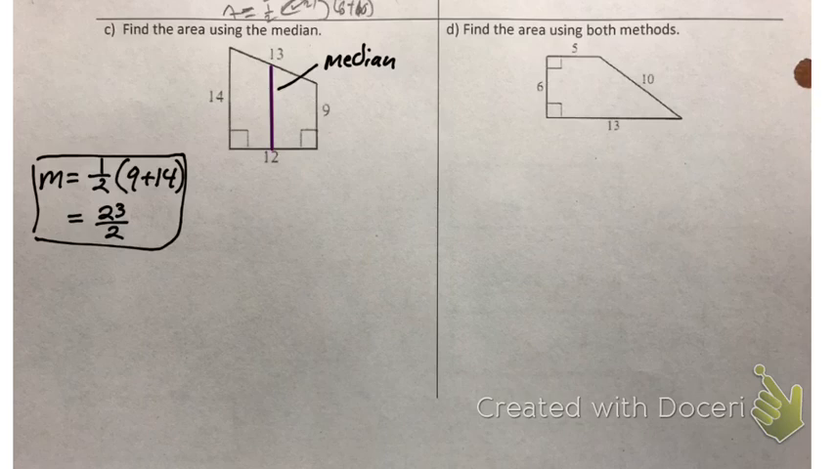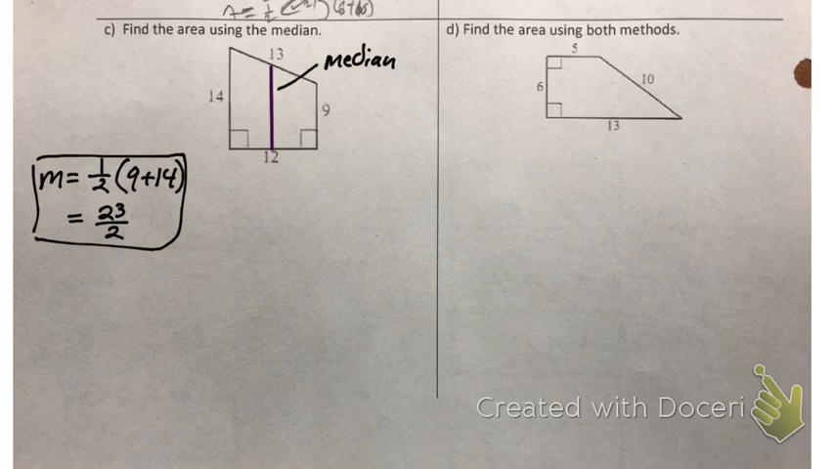All right, to do the area, I need either half my height times base 1 plus base 2, or I just need my height times my median. Either way, I need to find the height. Do I really have to find the height? Is it going to be hard? What's the height of this? 12. It's 12.